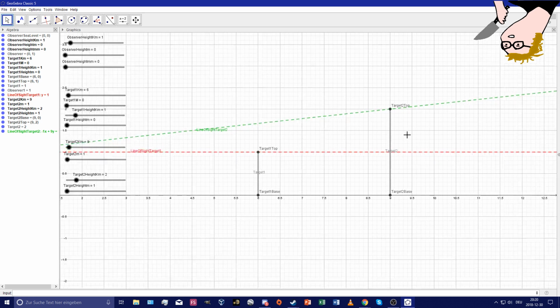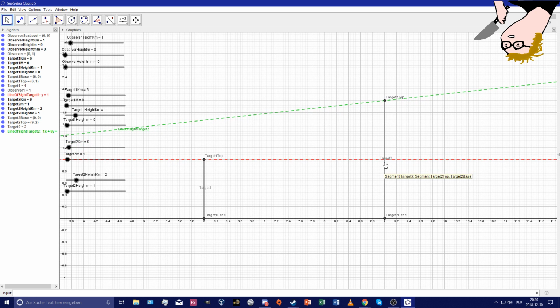So what we're actually interested in is the distance between this point and this point, because this is the line of sight projected on the second target, and obviously this point and this point. So this one here, this is the obstruction height on the flat Earth from the first target onto the second one, and this is the part of the second target you can actually see. So how do we do this?